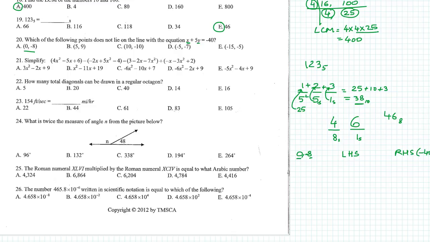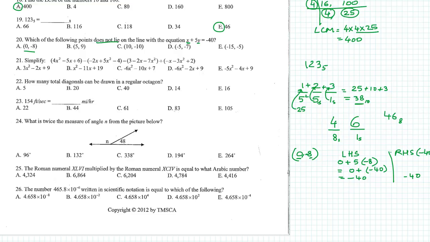So on the left hand side, what we get is 0 plus 5 times minus 8. So that gives us 0 plus minus 40, which is nothing but minus 40. So left hand side is minus 40 and right hand side is also minus 40. So that means that 0, minus 8 lies on this line with equation x plus 5y equal to minus 40. The question is, which of these points do not lie on this line?